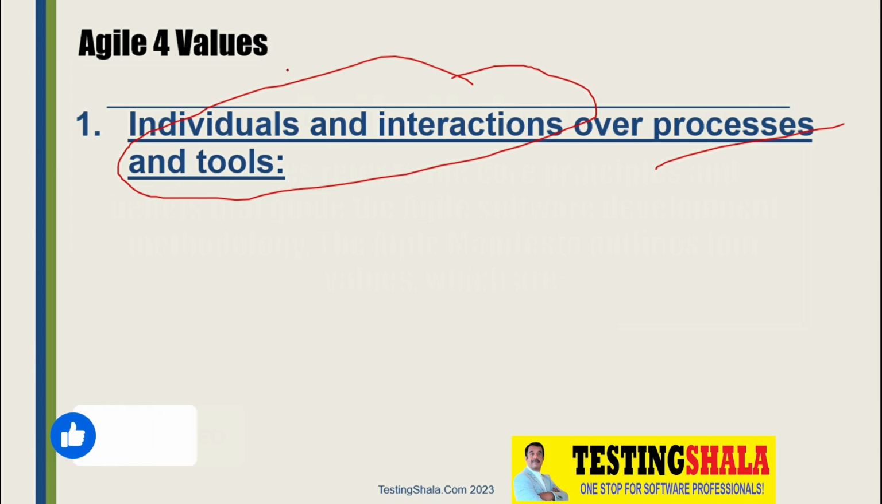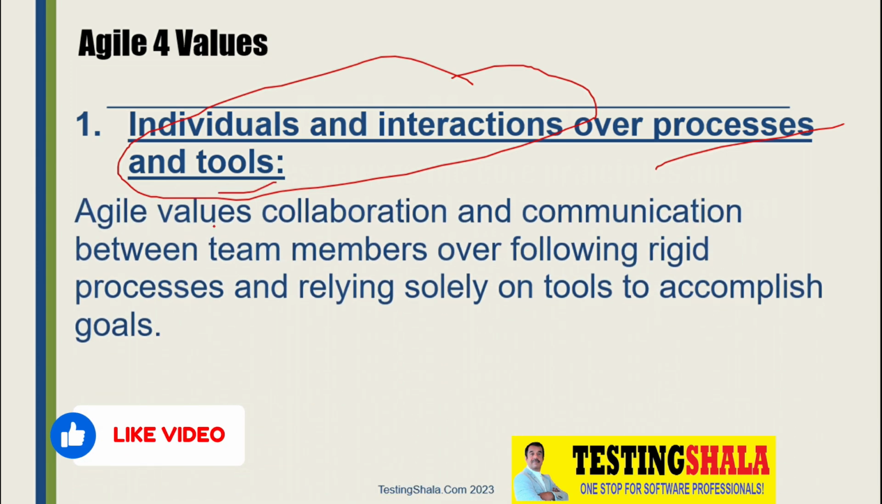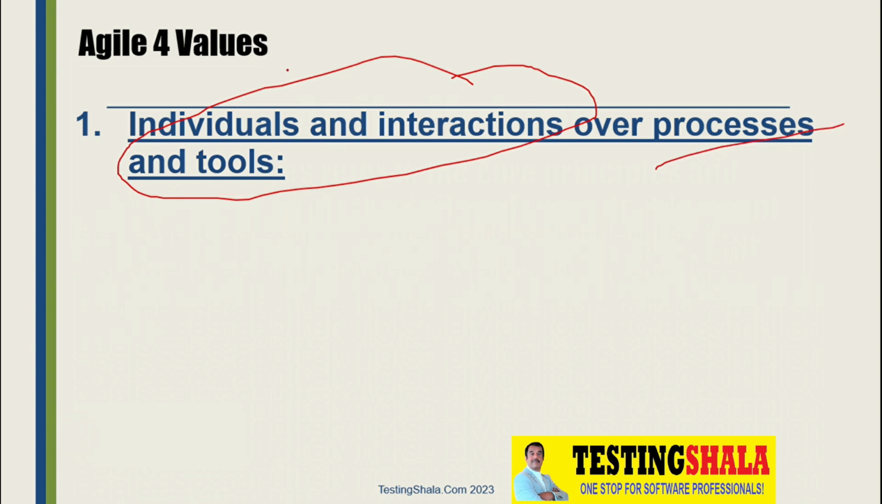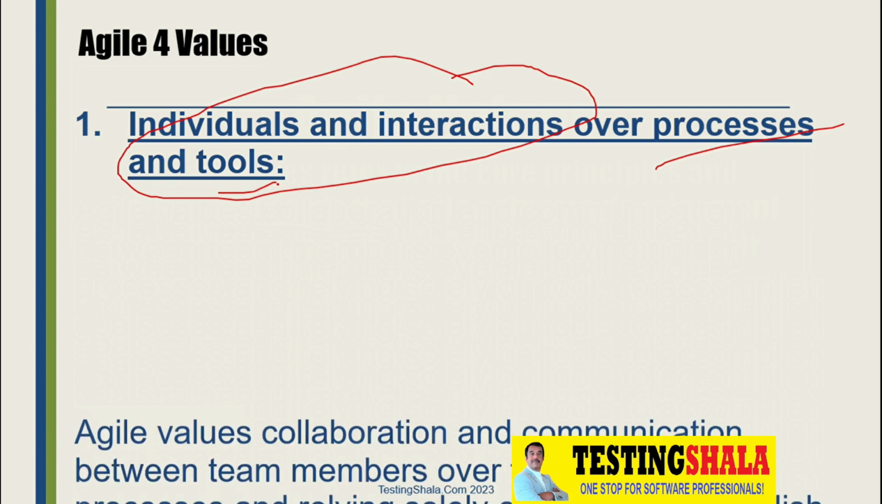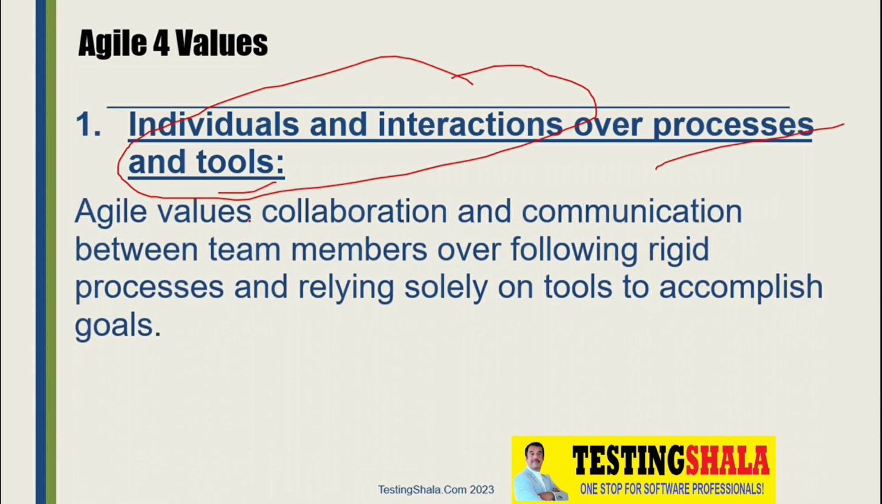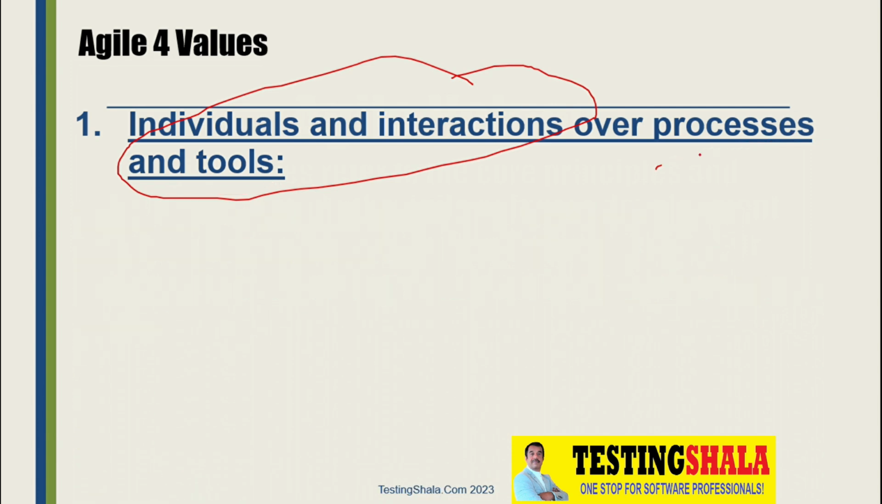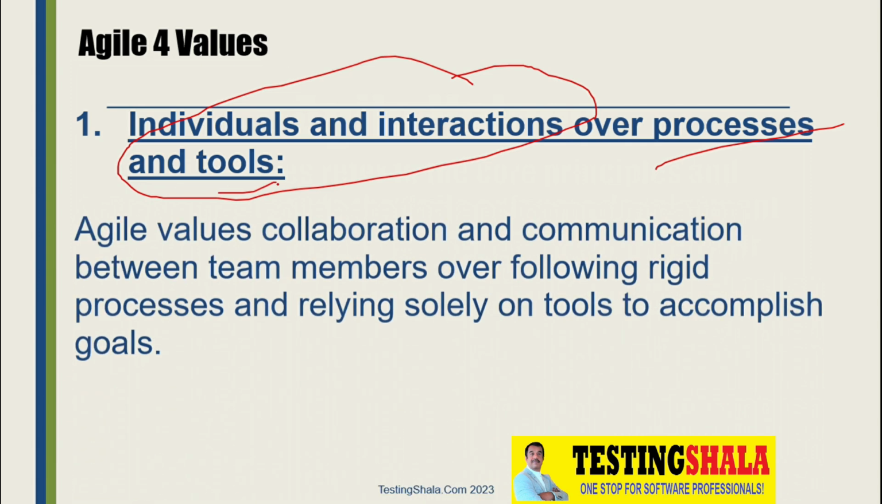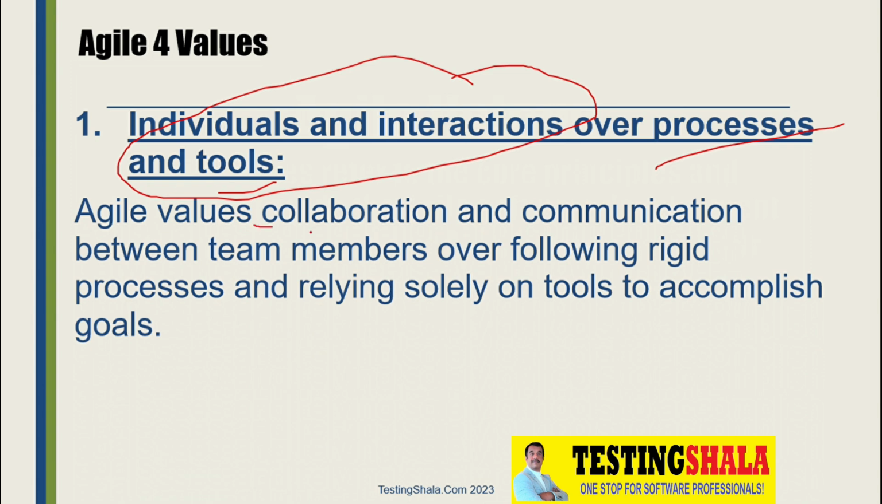The first Agile value is individuals and interactions over processes and tools. Here we are more focused on collaboration and communication. That is the key in Agile, where we have interactions with the team members and good communication rather than following 200 processes.